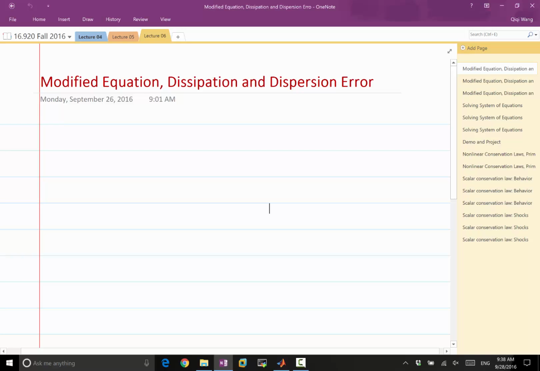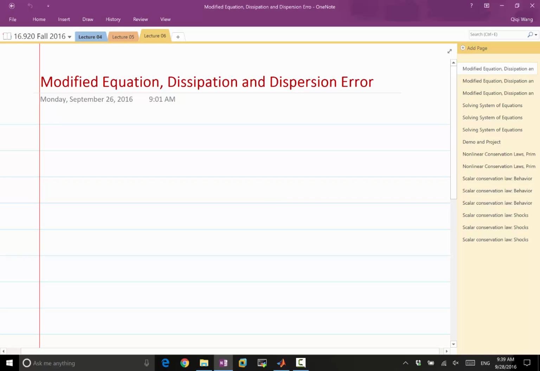Or what kind of error is in the solution? That's something we'll talk about in the beginning of this lecture today. So the concept we are going to discuss today is called modified equations.